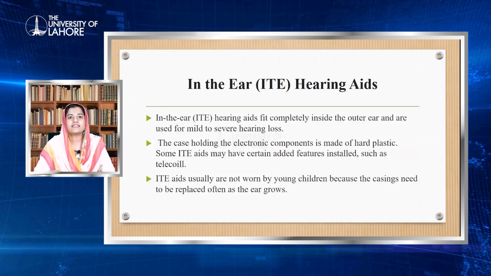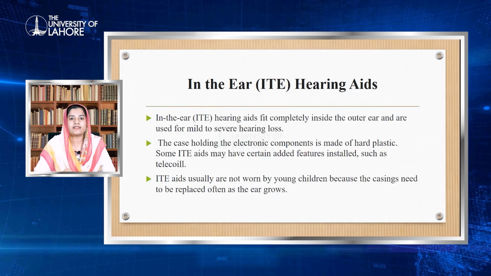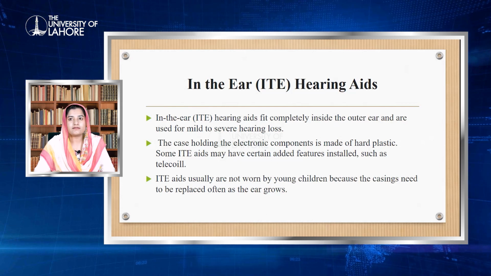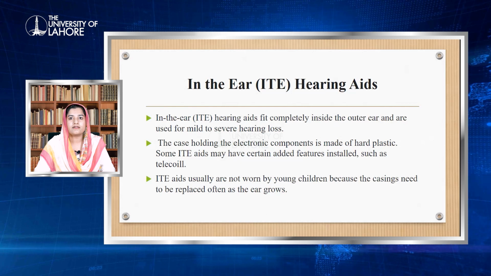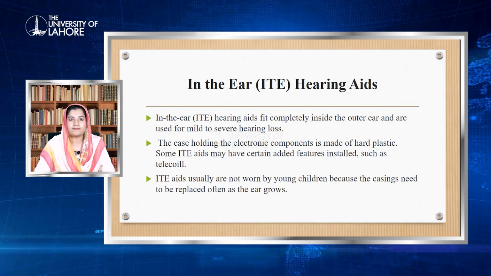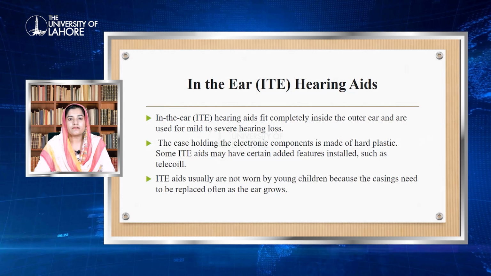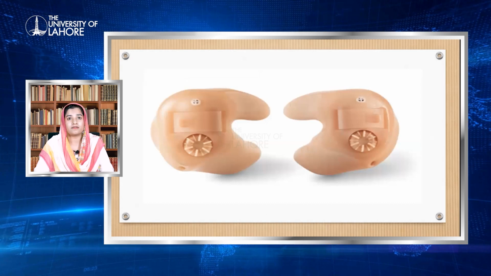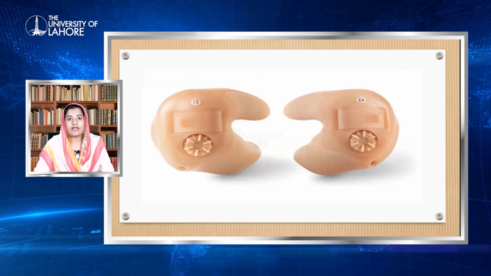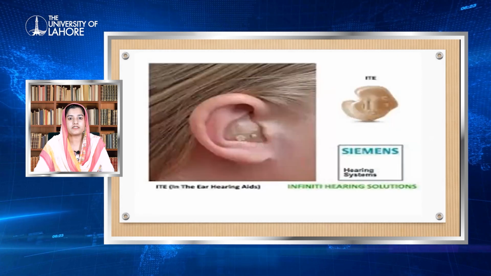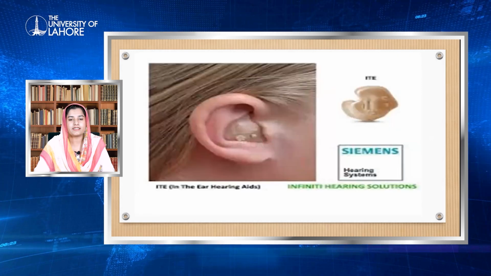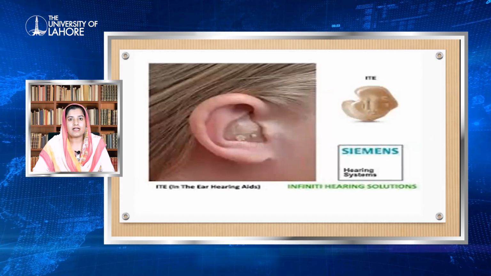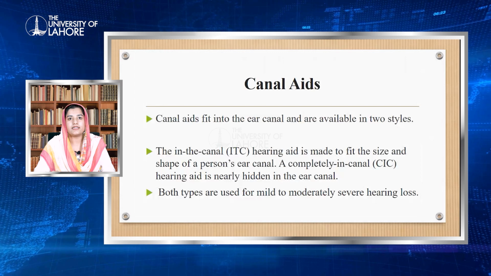In-the-ear hearing aids are much smaller than the BTE hearing aid. The in-the-ear hearing aid is worn in the ear, and it is only a single component, made of hard plastic. This is not recommended for young children because it is difficult to handle, and its level of amplification is not like the BTE hearing aid. BTE can amplify more signal as compared to in-the-ear hearing aids.